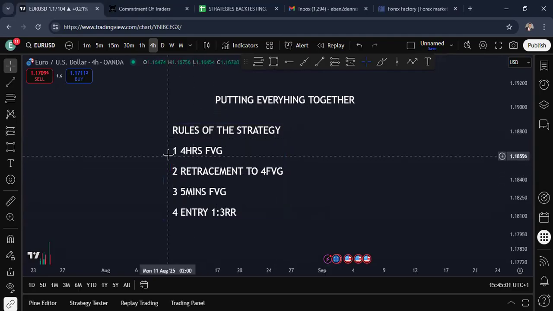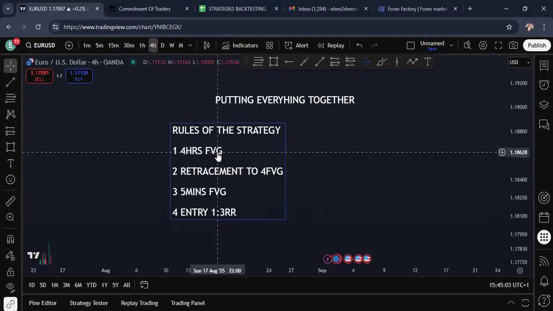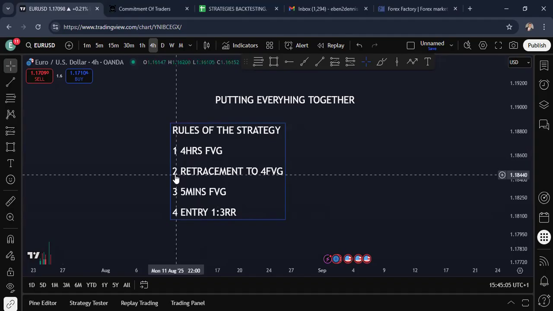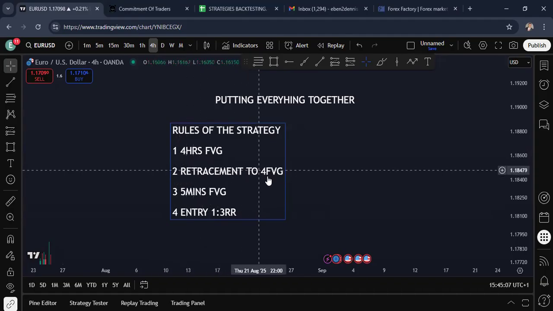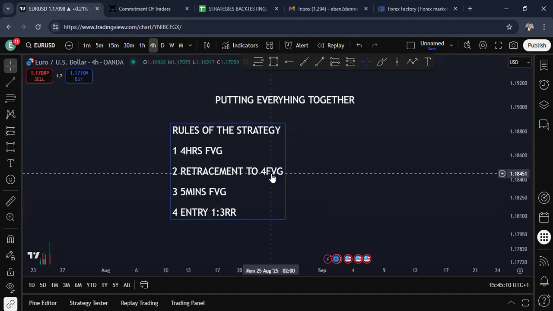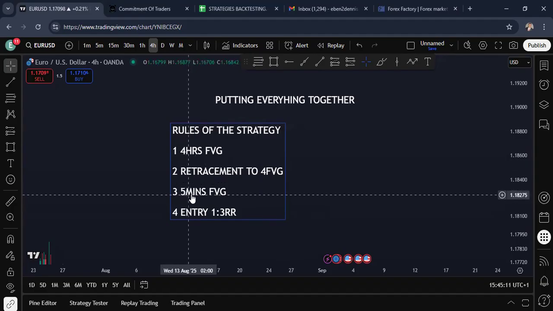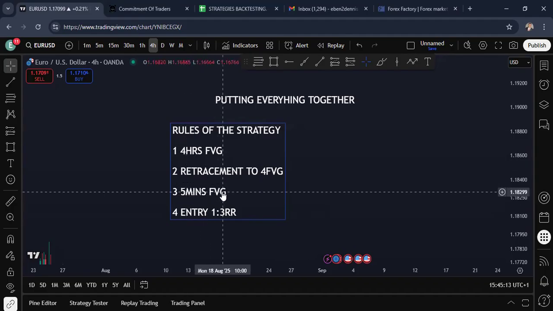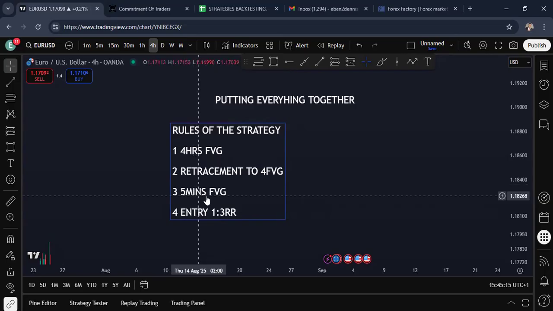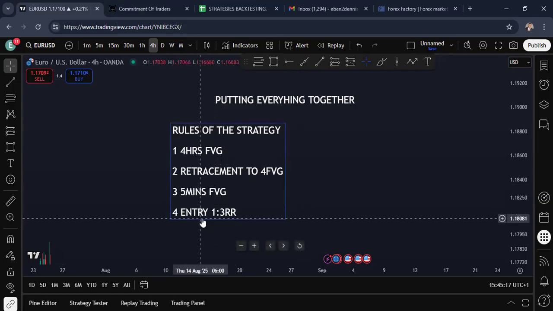The first rule is that we would find a 4 hours FVG. The second thing is we'll wait for a retracement back to the 4 hours FVG. And the third thing is we would go to the 5 minutes time frame. On the 5 minutes time frame, we would wait for a 5 minutes FVG. Then we'll make our entry. And our profit target will be 1:3. So we'll be risking 1 to make 3 on the trade.